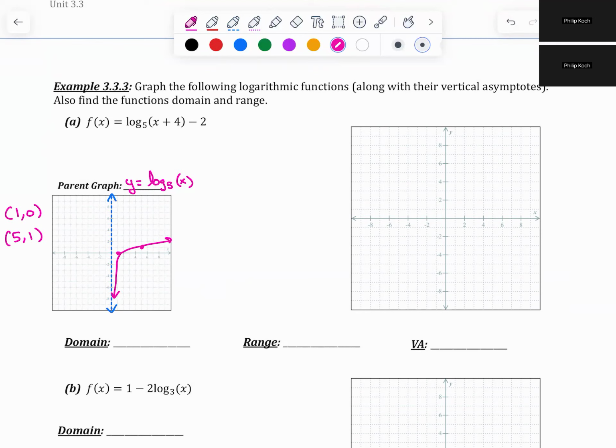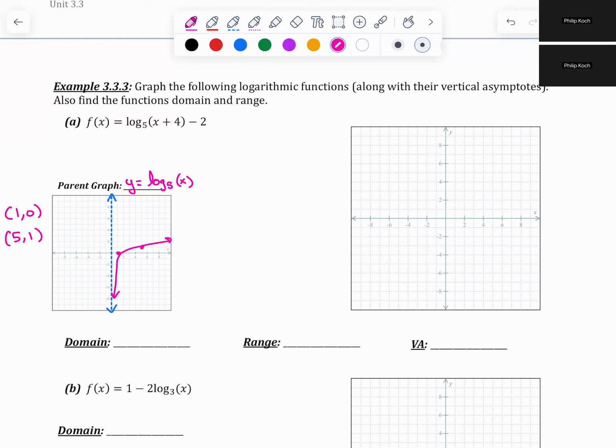How did I get those points? Those are guaranteed points on any logarithm. The parent logarithms will always have the point (1, 0), and they will always have the point (b, 1), where b is the base. So in this case, since it's base 5, we have (5, 1). If that was log base 6, we'd have (6, 1). If it was log base 2, we'd have (2, 1), and so on and so forth.